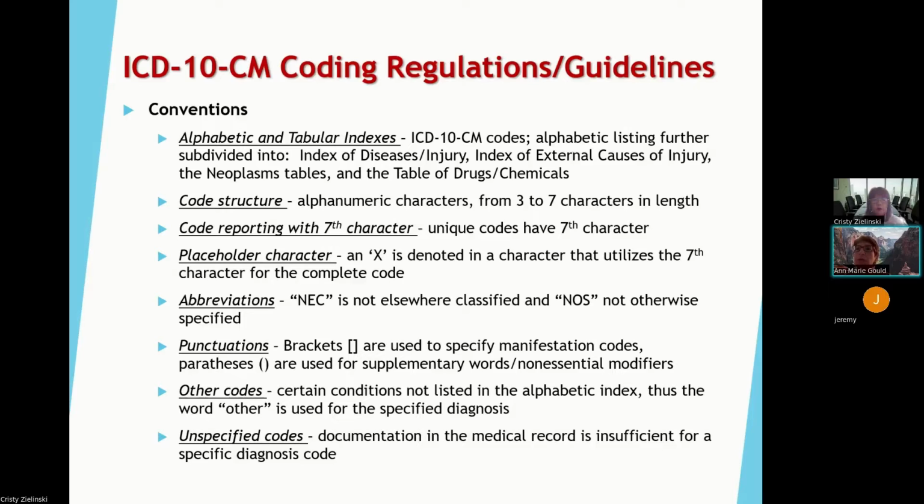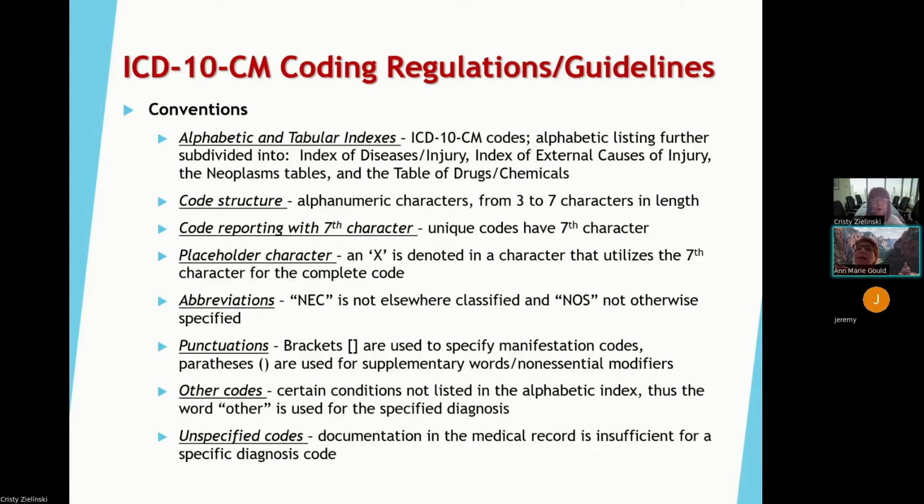Now your code structure, as we know, is alphanumeric characters and could be 3 to 7 in length. The code reporting for the 7th character is a unique code. This is where your qualifier code comes into play. Mainly you see this in the procedures that are performed, like for a kidney transplant, your 7th character may be: is it a living donor or a cadaver donor? Your placeholder character is denoted as an X, and this utilizes the 7th character for the completion of the code. So you can have an X in there as a placeholder or a Z, and that's usually your character 7.